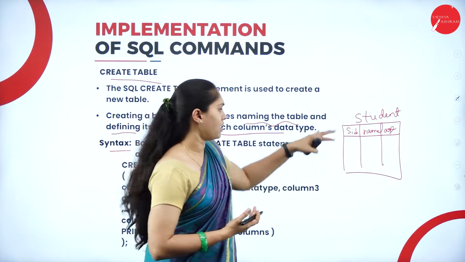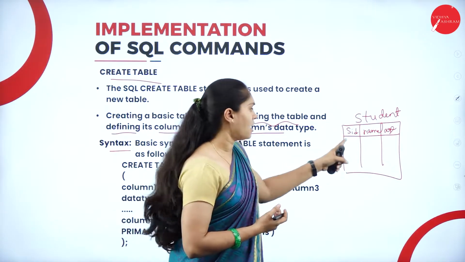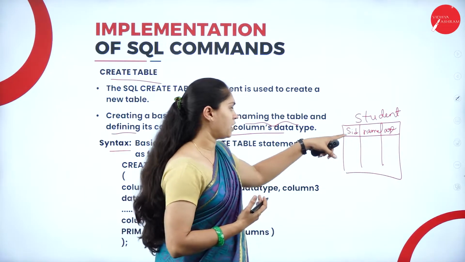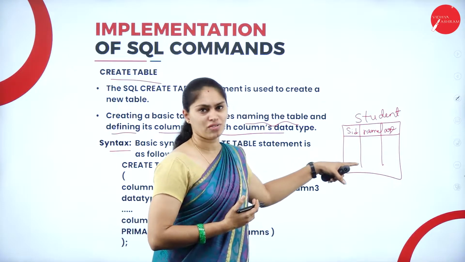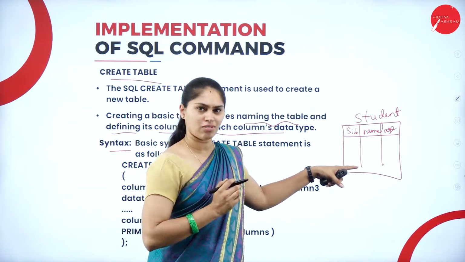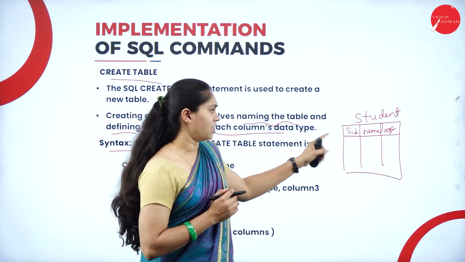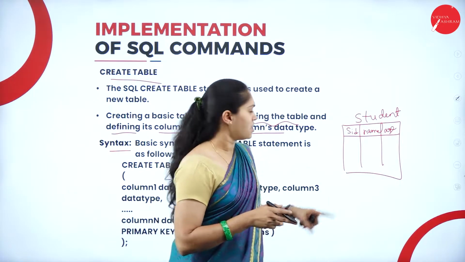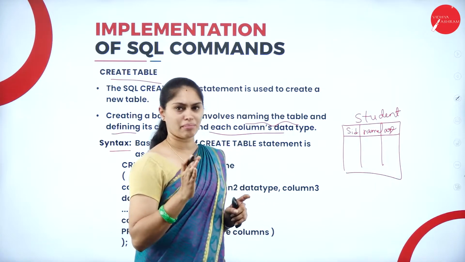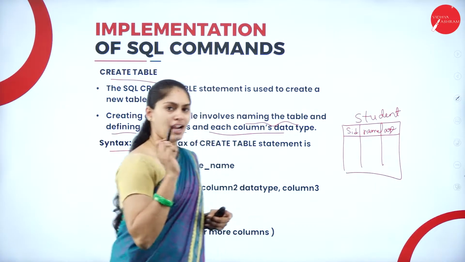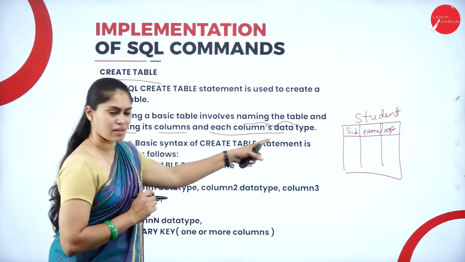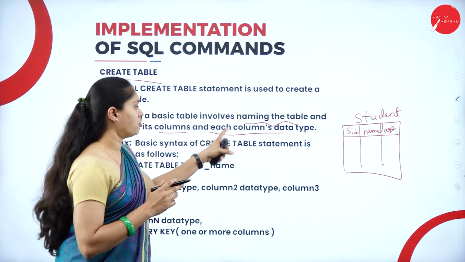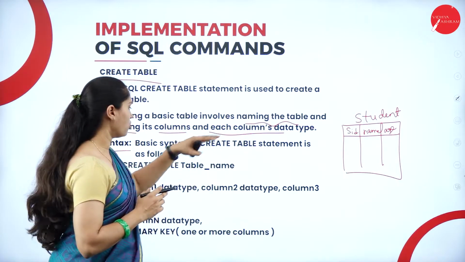What we have to do when creating a table is mention the name of the table as well as the attribute names and their data types. For example, if it is student ID, what kind of data does it have to hold? We have already learnt about the data types of SQL. If it is name, I have to specify varchar of what size. That is what we have to remember here. When creating a table, it is mandatory to mention the table name as well as its columns and the data type of each column.